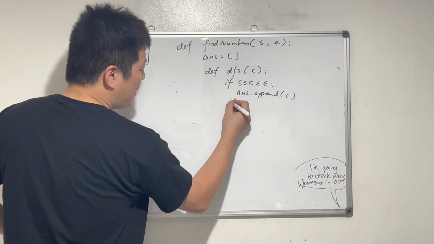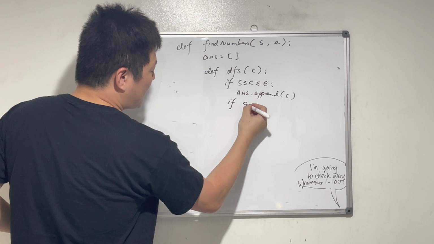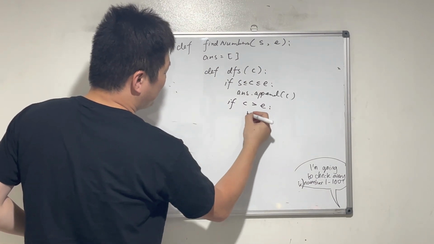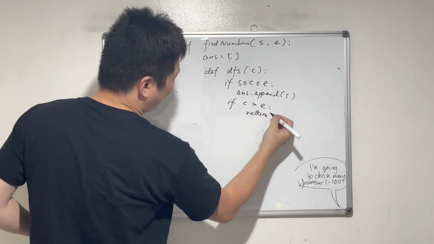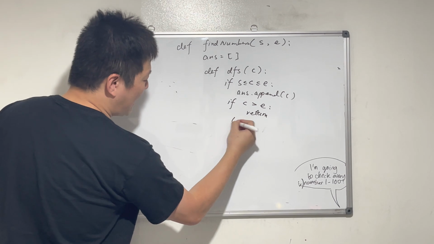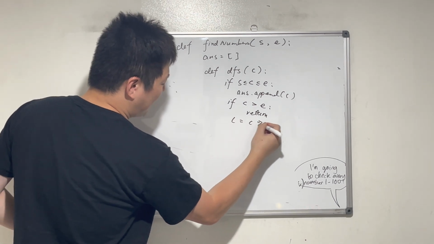Now look, if C is bigger than the upper bound, I just don't need to continue, return. Make sense? Yeah. And then I need the last digit. What is it? C modulus 10, right?